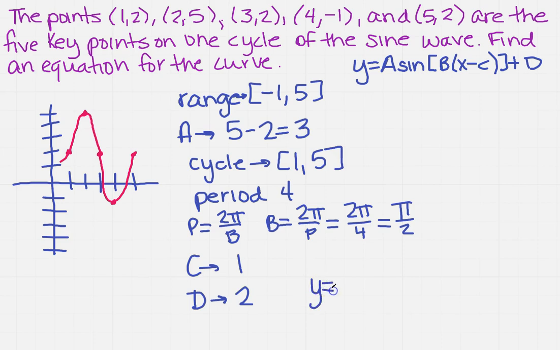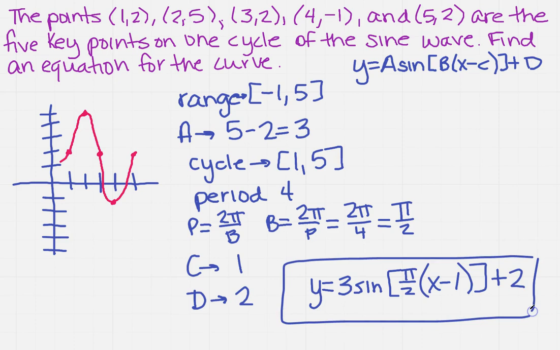Now that I have those values, I want to plug it in to actually find the equation. So I'm going to get y equals, we got a 3 for a, and then I have my b value, which we said was pi over 2, times (x minus 1), we said c is 1, and then we said d is 2. So this would be the actual equation of the sine wave.